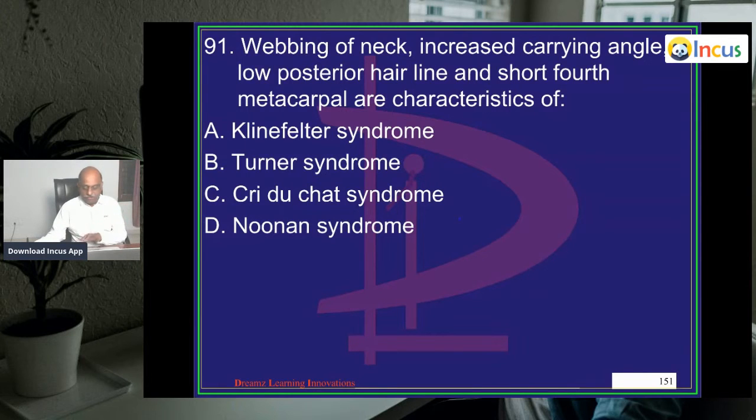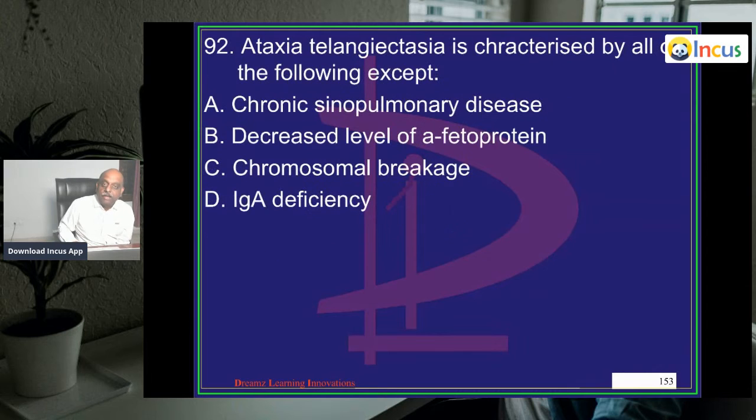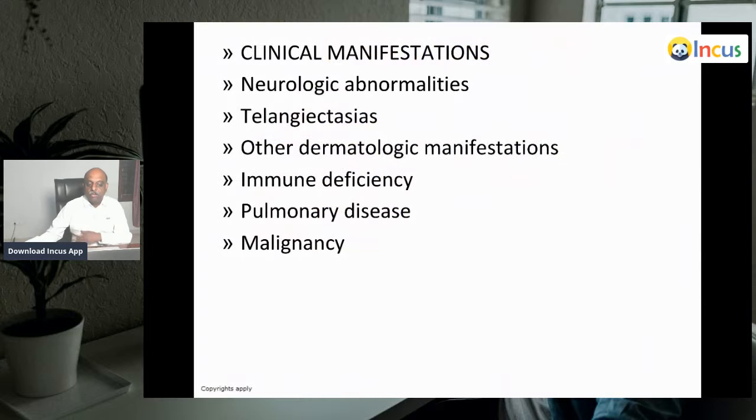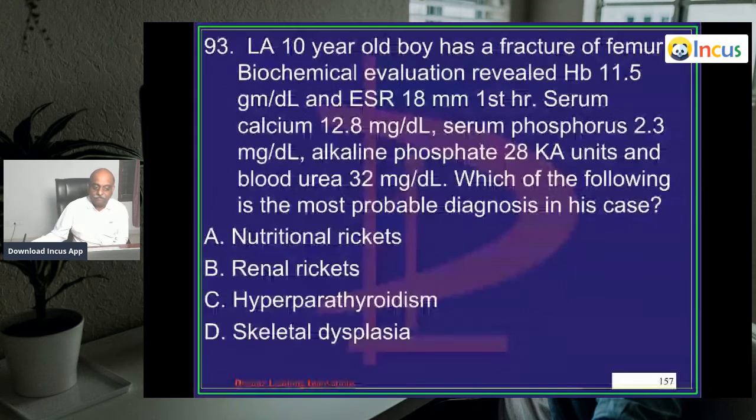Webbing of the neck, Turner syndrome, gonadal dysgenesis. Ataxia telangiectasia, how to recognize it, doctor? Sinopulmonary disease, chromosomal breakage disorder. There is IgA deficiency, and the defective gene is basically called the ATM gene. So telangiectasia, immune deficiency, sinopulmonary infections, malignancy. This is a favorite MCQ of the examiner. Is ataxia telangiectasia, which is a chromosomal breakage syndrome, pre-malignant or not? So many times it is asked in the NEET PG exam.